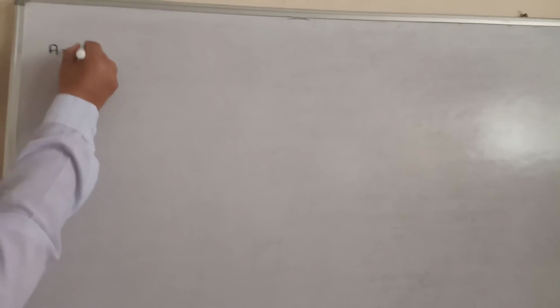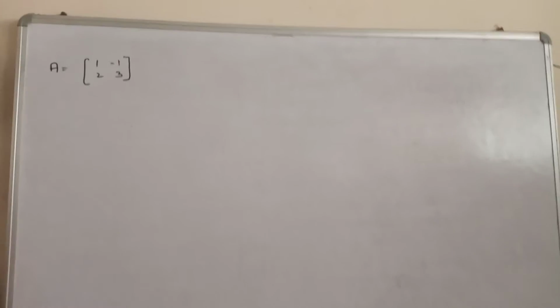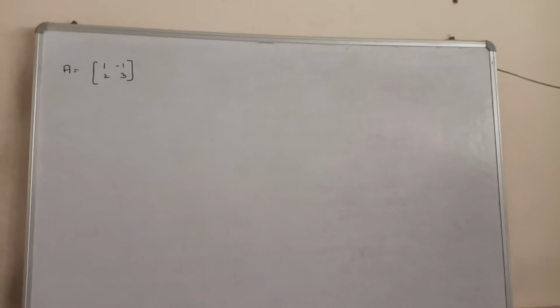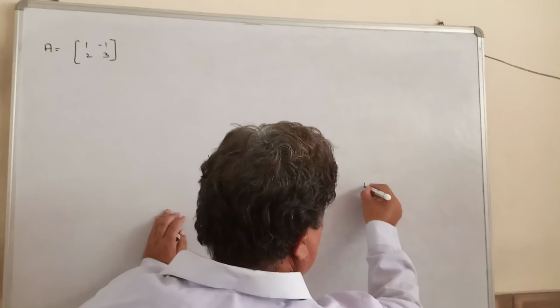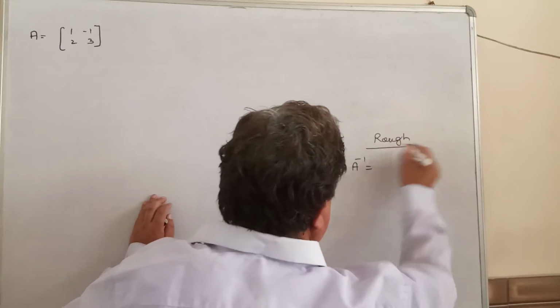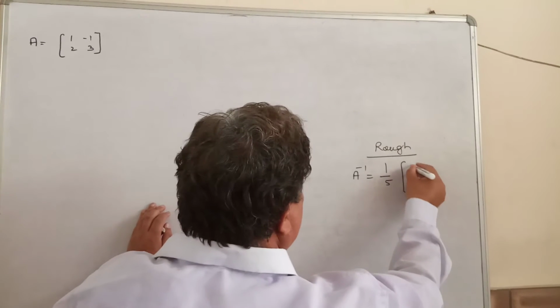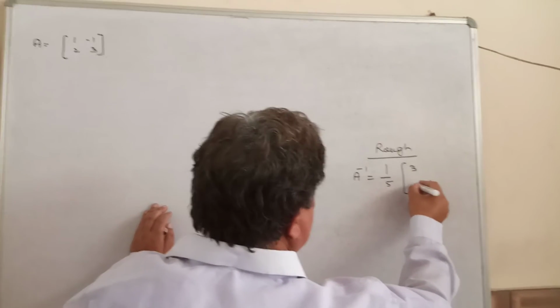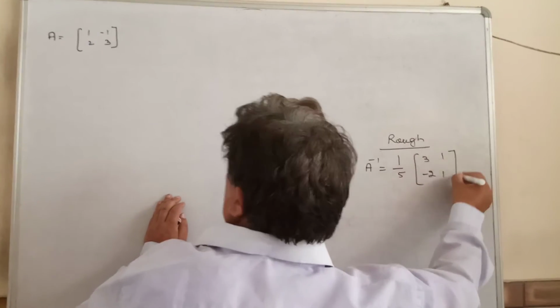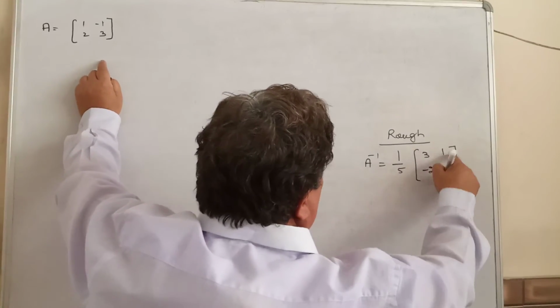We take another example, that is A equal to 1, 2, minus 1, 3. Please see again. If you cannot follow any step properly, please see again. That is the rough. First we will make the answer. Again, as I said earlier, the determinant value is 5, so 1 by 5. Interchange the diagonal elements and change the sign of the non-diagonal elements. This is the final answer.